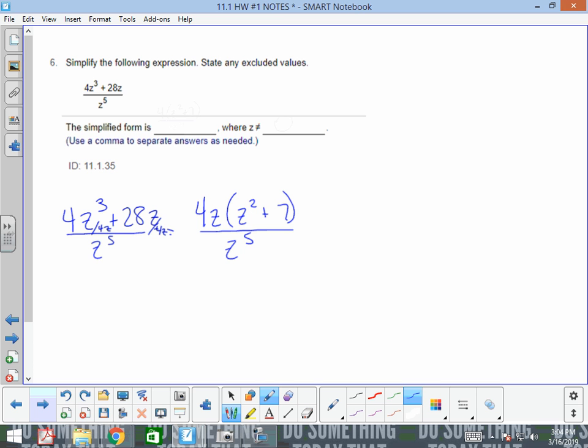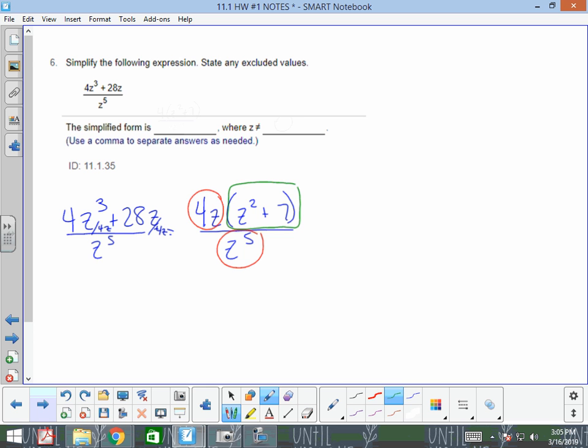Okay, so one of the methods I showed you for monomials is to cancel or subtract. Notice that only this monomial will reduce this monomial. The binomial right here cannot be reduced or canceled by another monomial. So z squared plus 7 is going to stay z squared plus 7. But 4z over z to the 5th, the z portions of those 2 monomials will reduce each other.